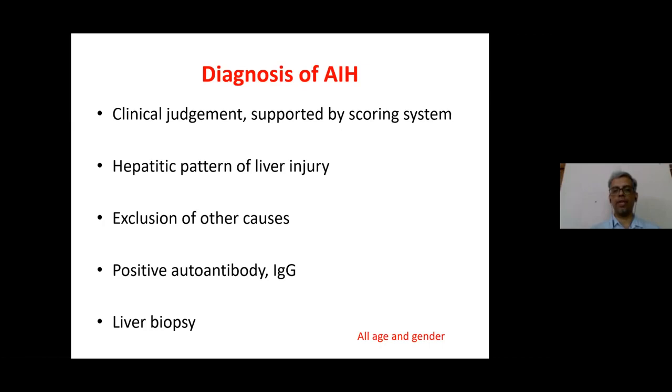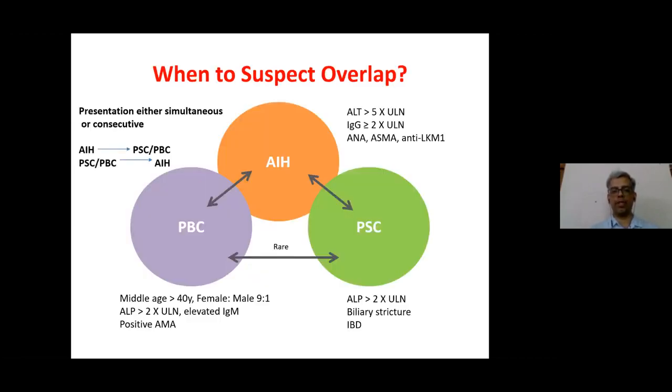It is important to state here that autoimmune hepatitis may present at any age and in both genders. So both males and females can be affected. When the presentation is not typical, you need to think about whether your patient has other associated autoimmune liver disease in the form of PSC and PBC. A typical presentation of PSC would involve an elevated alkaline phosphatase, presence of a biliary stricture, and associated inflammatory bowel disease, whereas PBC will typically be a middle-aged female, in the fourth to fifth decade, with elevated alkaline phosphatase and a positive AMA antibody.